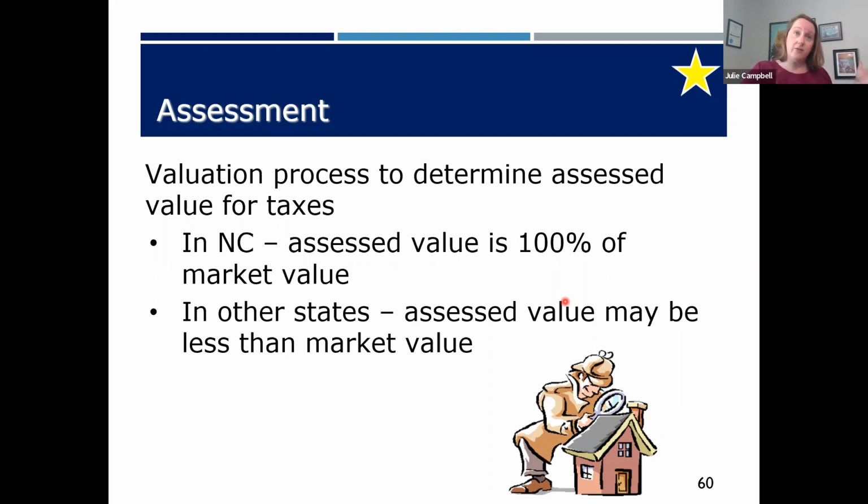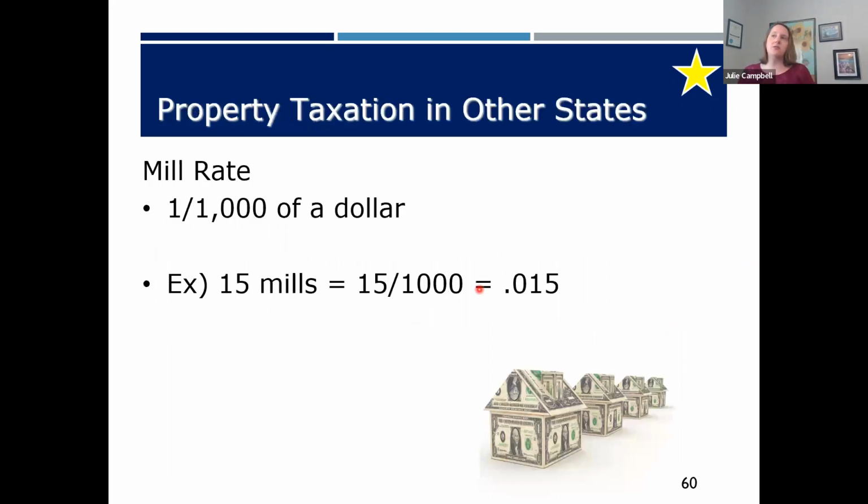So we said North Carolina uses a tax rate, a number per 100. Other states may use something called a mill. A mill is expressed as 1/1000th. Ad valorem is per 100. Mill is 1/1000th. So we need to do a nice side-by-side comparison, maybe on your flashcard. If the problem tells you that the tax rate is 15 mills, you just take 15 divided by 1,000.